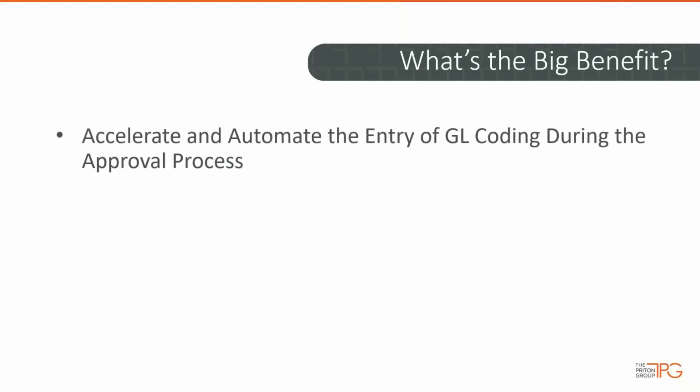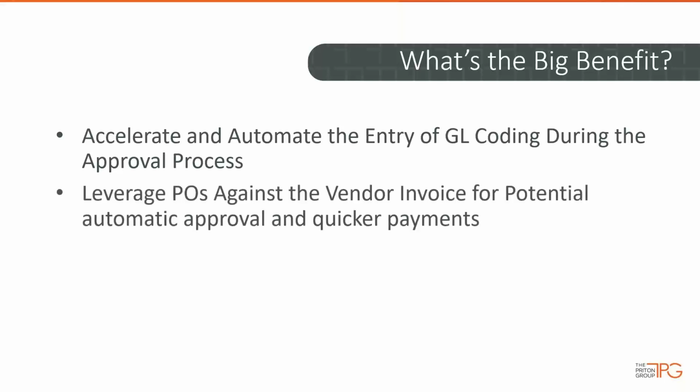So what's the big benefit? Well, in the end, what we're finding is that it's allowing us to accelerate and automate the entry of the GL coding process during the workflow. It allows us to leverage the POs against the vendor invoice so that, although it doesn't have to be, there's the potential then to have automatic approval and quicker payments. And so you're actually given the opportunity at that point to decide if you want to automate that process even further or drop it in somebody's lap to take a look at.